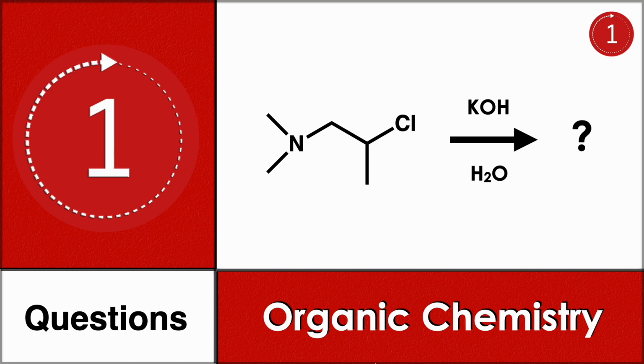Daily one question for you. Here you have a linear chain. You have two functional groups, amine and chlorine. You are reacting with potassium hydroxide and water. You should find what will be the final product.